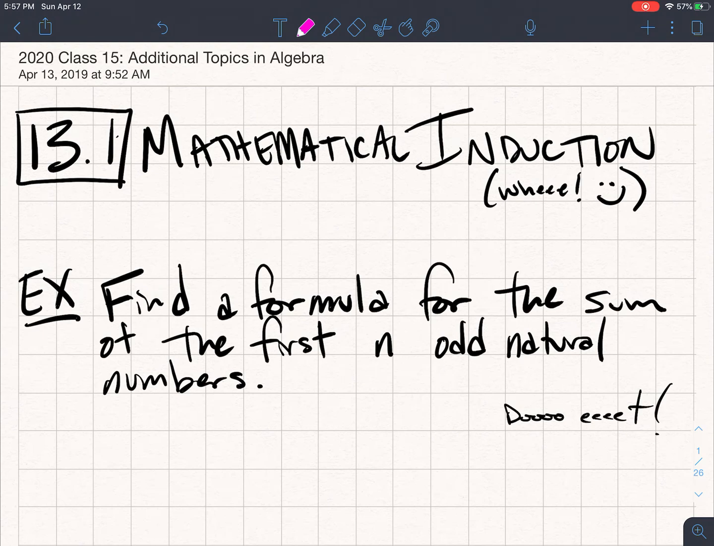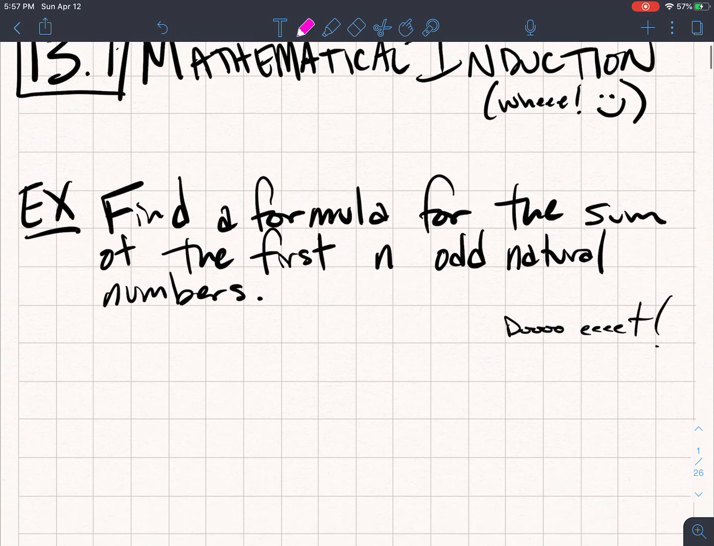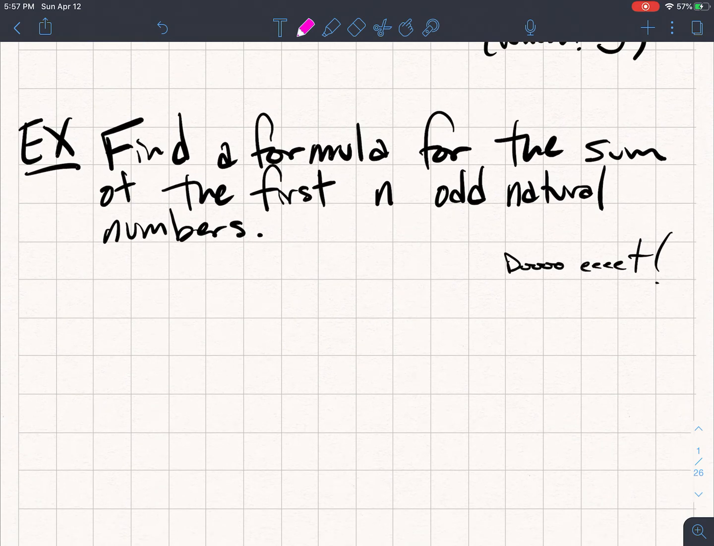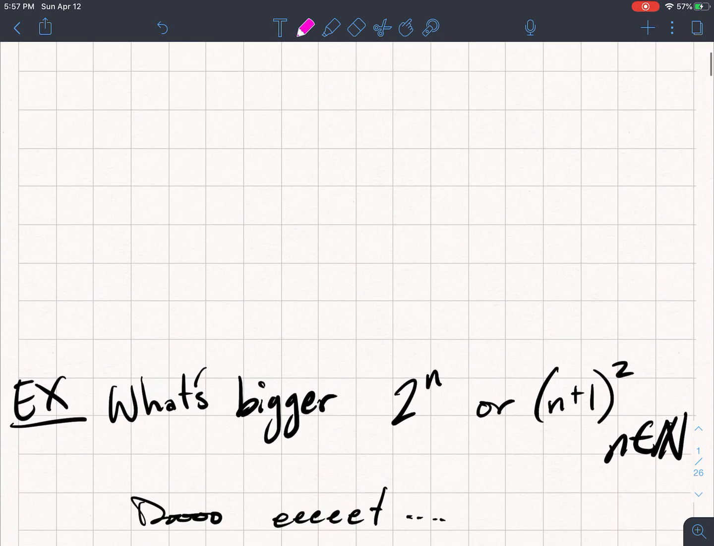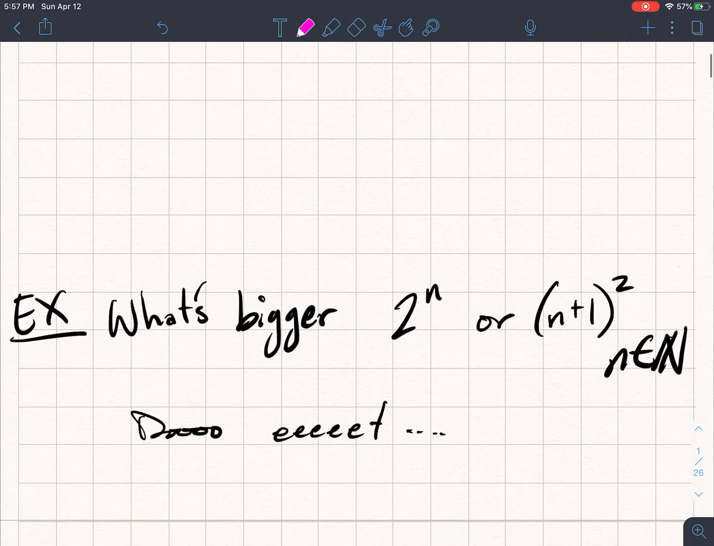All right, cool. So probably what you did is you were like, well, the first two odd natural numbers sum up to this, and then the first three sum up to this, and then the first four sum up to this, and you tried to find a pattern. And that's a good way to start. What about this question here? What's bigger, 2 to the n or n plus 1 squared, where n is a natural number? What do you think? Pause the video, try to work it out.